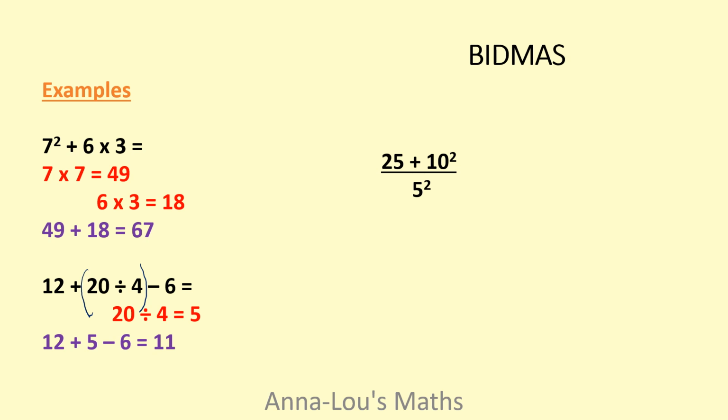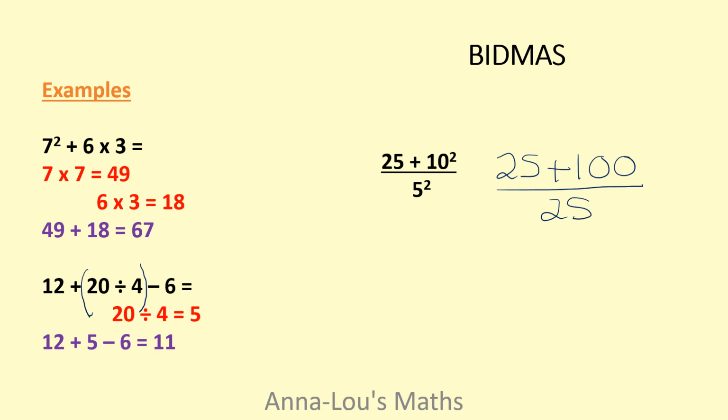So the first thing we need to do is our indices. There's no brackets in it, so we'll do our indices. So 10 squared is 100. So I'll rewrite this. So 25 plus 100 over 5 squared, which is 25.